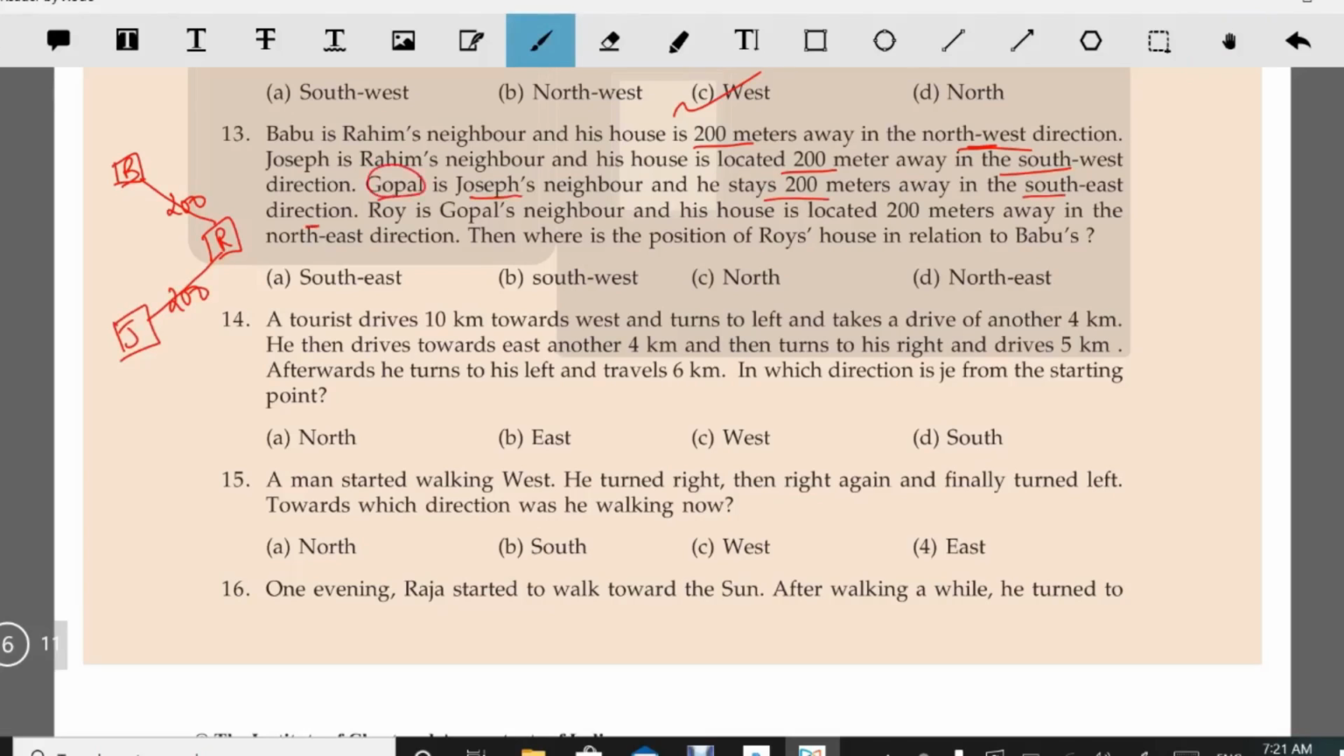Obviously, if they are talking about Gopal and Joseph, they are saying that Gopal lives 200 meters away from Joseph's house, in which direction? Southeast. If Joseph is here, where will southeast be? 200 meters this way. Who lives here? Gopal. Roy is Gopal's neighbor and his house is located 200 meters away in the northeast direction from Gopal. North this way, east this way. Who is here? Roy.